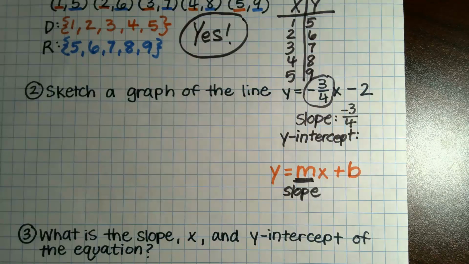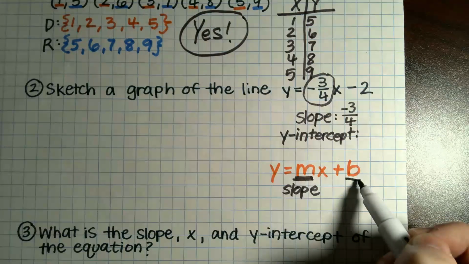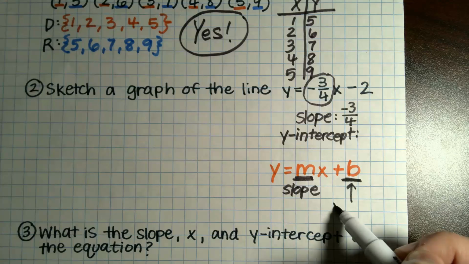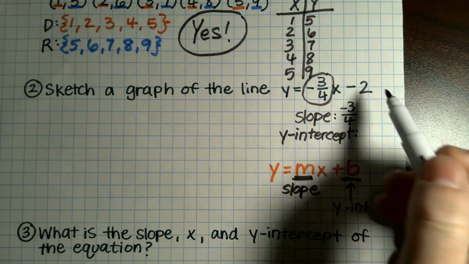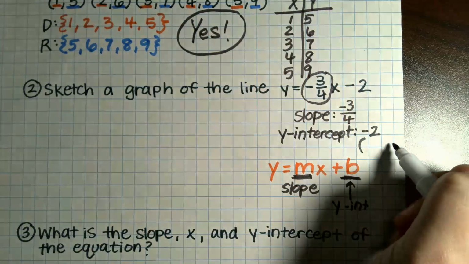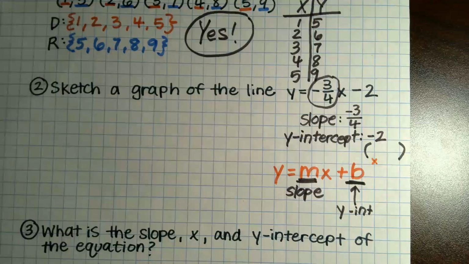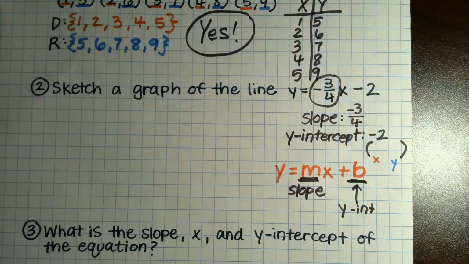And then what is our y-intercept? -2. So our y-intercept is always that b. And in this equation, we have a -2, so our y-intercept is going to be -2. Now, I do want you to write it as a coordinate. So remember, in coordinates, we have the x value and then the y value. And I heard somebody say it's going to be 0, -2.